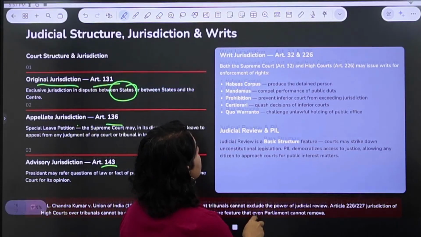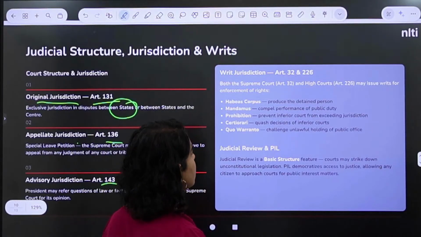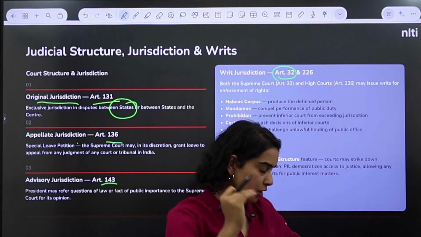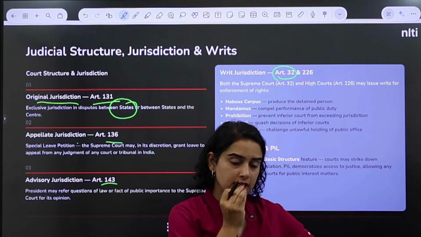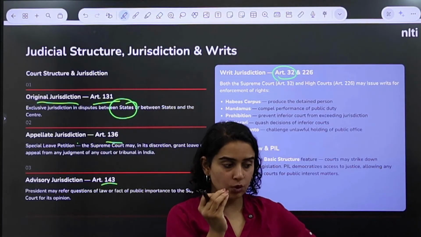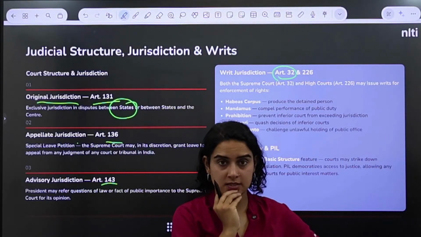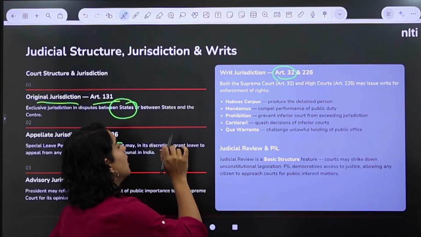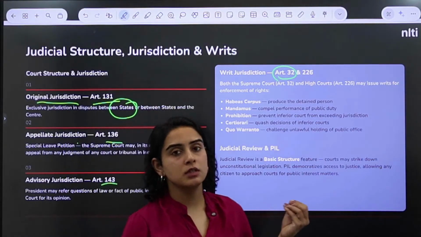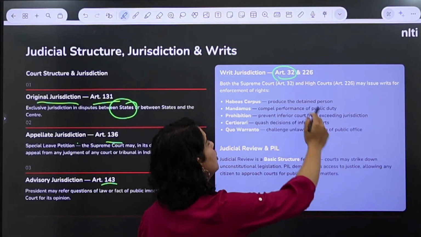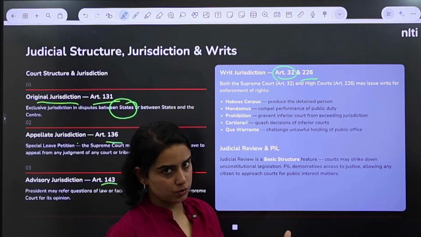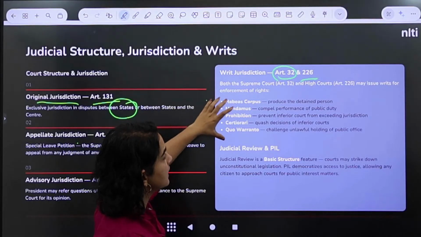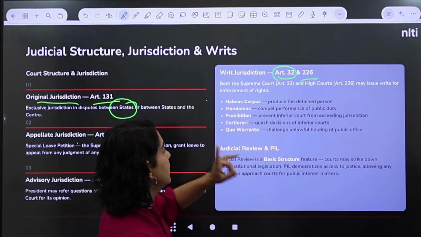Now then we have writ jurisdiction, which I also mentioned, under Article 32, right? It says that any person who has had his or her fundamental rights violated can directly go to the Supreme Court or High Court to seek justice. This can only be done against the state, first of all, okay? Now, under Article 32, you can directly go to the Supreme Court. Under Article 226, you can directly go to the High Courts, okay? And you can file any of these writs. There are 5 writs. Let's understand the meaning of each.